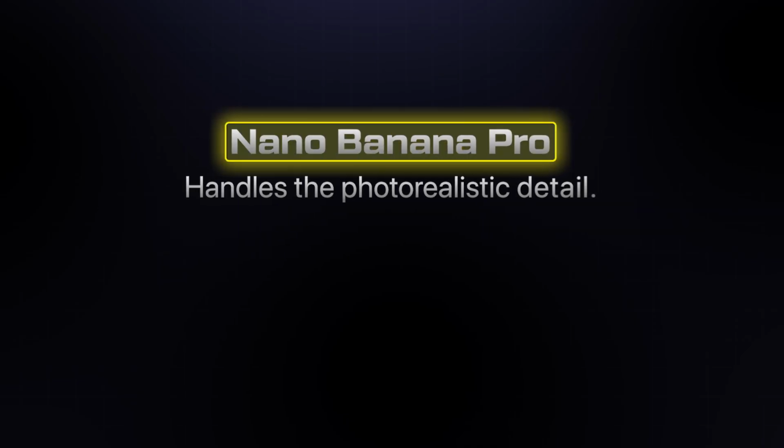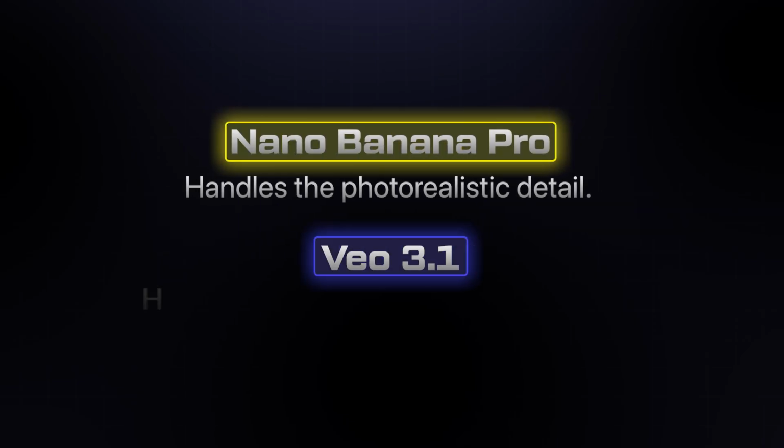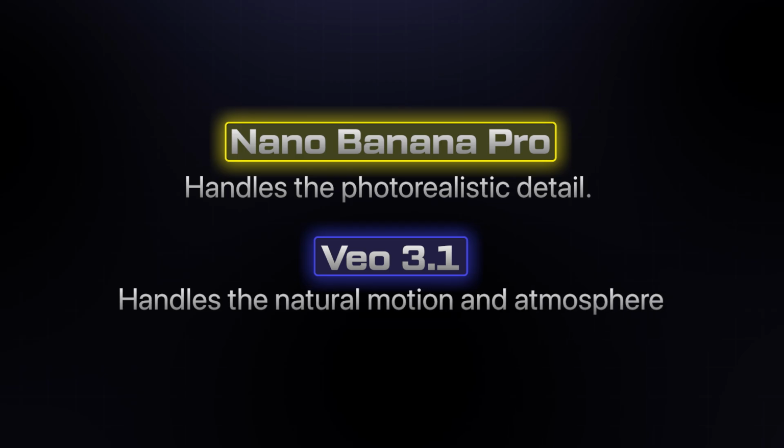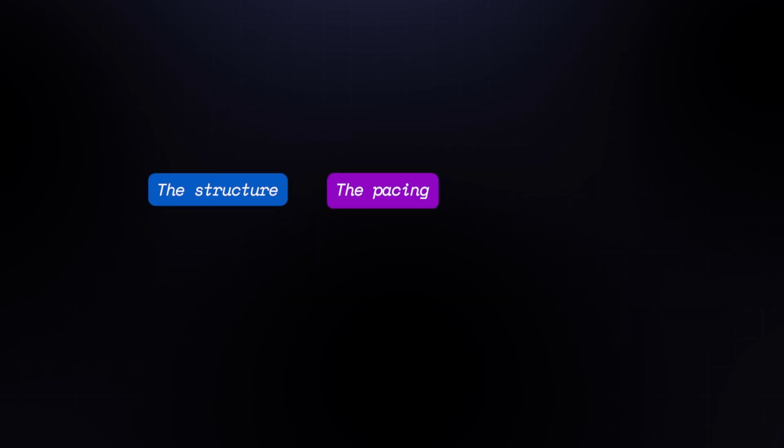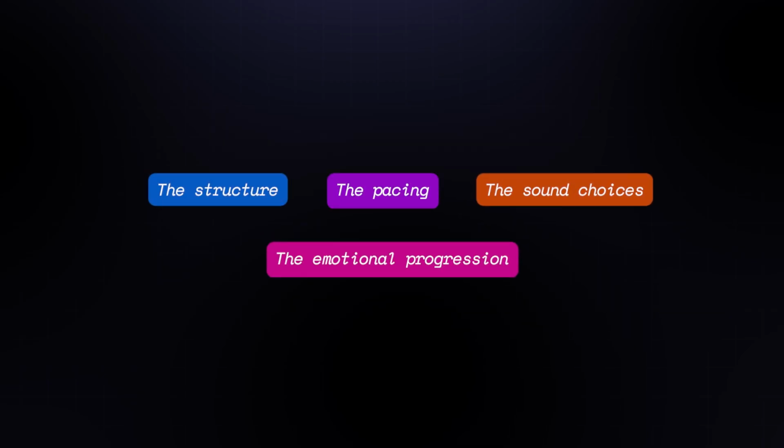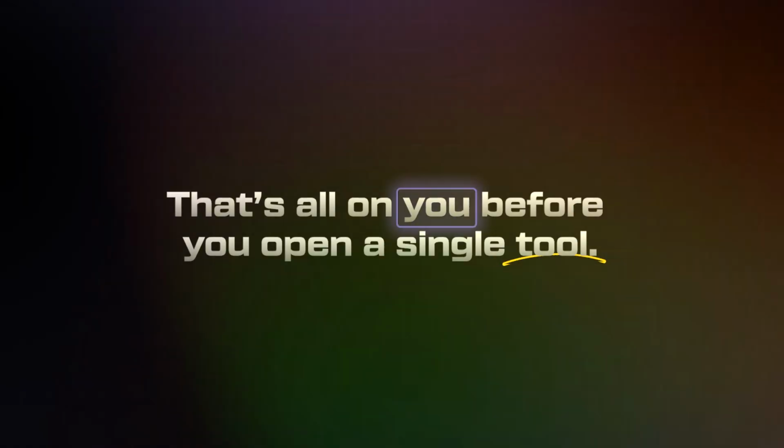Here's what I actually took away from this whole project. The tools don't make the film. The thinking behind them does. Nano Pro handles the photorealistic detail. Veo 3.1 handles the natural motion and atmosphere. But the structure, the pacing, the sound choices, the emotional progression from scene to scene, that's all on you before you open a single tool. That's the gap between AI content people scroll straight past and AI content that actually stops someone mid-feed.